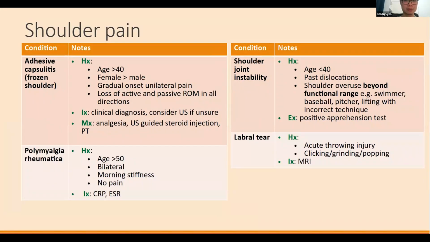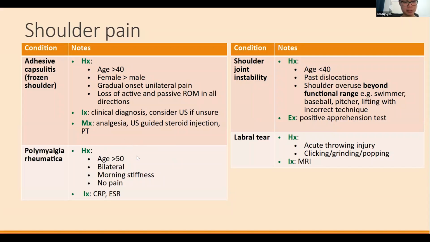Just some more differentials to consider. So I guess the main ones here would be adhesive capsulitis and PMR. So frozen shoulder is typically characterized by progressive loss of range of motion, both passive and active, right? So if you have loss of motion in both active and passive, you're probably thinking more of an intra-articular or joint issue, as opposed to if you only lose range of motion with active movement, right? Because that's more of a muscle issue. Something to think about.